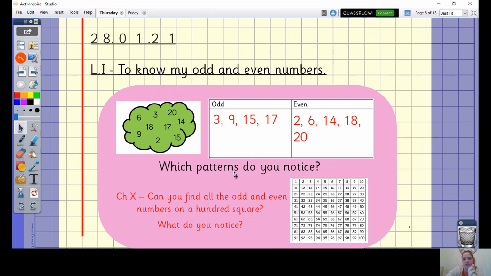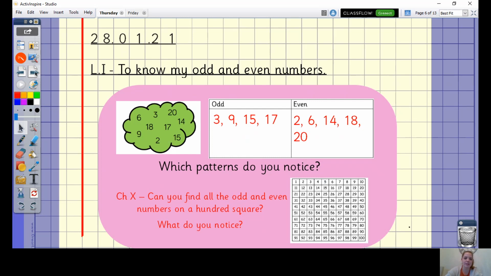Okay, and finally for that Challenge X, another little activity for you to have a go at. I wonder if you can find all of the odd and even numbers on 100 square. Okay, so you can see my 100 square here. So you can either use my one on the screen or you can find your own on the computer or print one off. Try and find all of the odd and even numbers on 100 square. And are there any patterns that you notice? Okay, so go through that. Maybe you want to circle all of the odd numbers in blue, all of the even numbers in green, okay, to see what pattern you can notice.